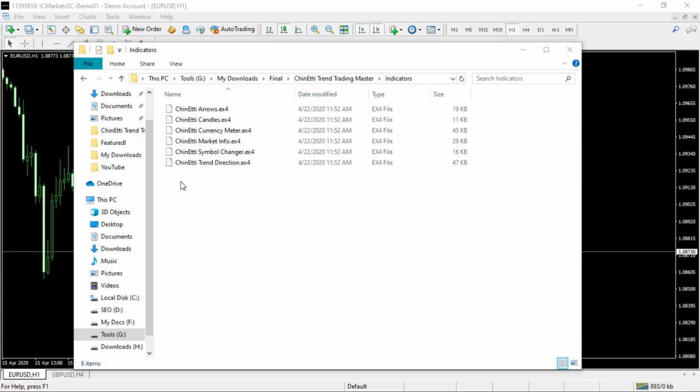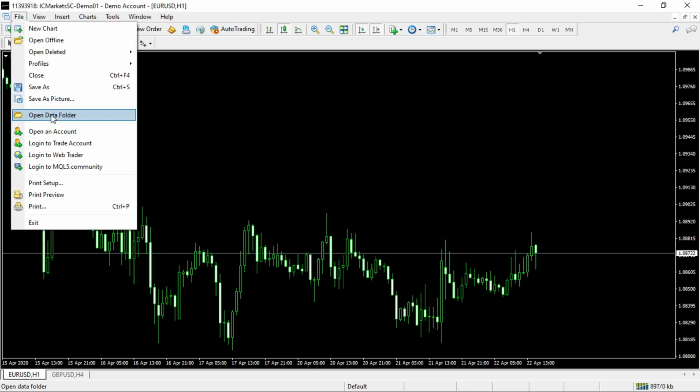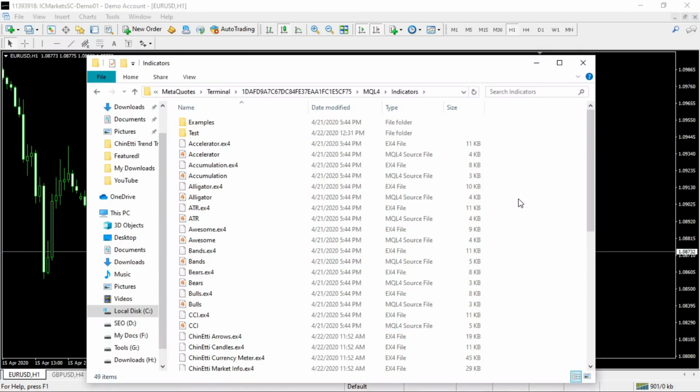So let's go ahead and install the indicators. So you need to copy the indicators and go to your MT4 platform, open the data folder, go to the indicators folder and paste the indicators.